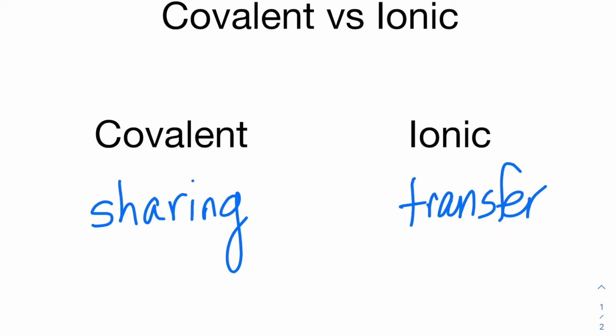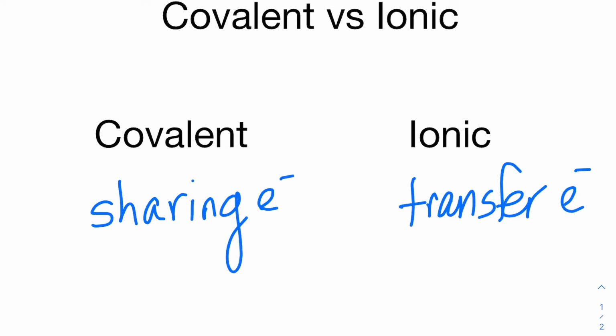Okay, so what are we talking about the sharing of or the transfer of? We're talking about the sharing of electrons or the transfer of electrons. And why would it make more sense for a particular element in certain bonding situations to share electrons versus transfer electrons? A lot of this comes down to how close a particular element is in its valence shell to having a full outer shell.